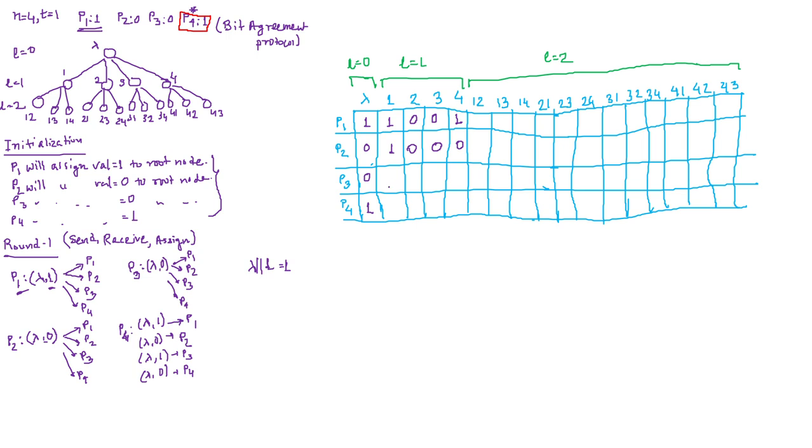Okay. What about P3? P3 receives lambda comma 1 from P1. So it will assign value 1 to the node with label 1. P3 receives lambda comma 0 from P2. So it will assign value 0 to the node with label 2. P3 receives lambda comma 0 from P3. So it will assign value 0 to the node with label 3. And P3 receives lambda comma 1 from P4. So it will assign value 1 to the node with label 4.